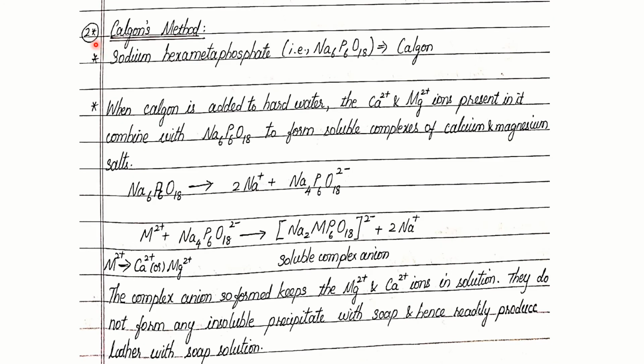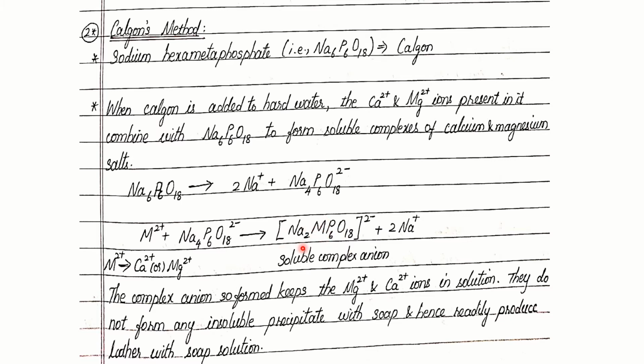The second method to remove permanent hardness of water is Calgon's method. What is Calgon? It is sodium hexametaphosphate, Na6P6O18. This is the chemical formula of Calgon, and Calgon is the commercial name of sodium hexametaphosphate. When hard water is treated with Calgon, the calcium and magnesium ions present in it combine with sodium hexametaphosphate to form soluble complexes of calcium and magnesium salts.